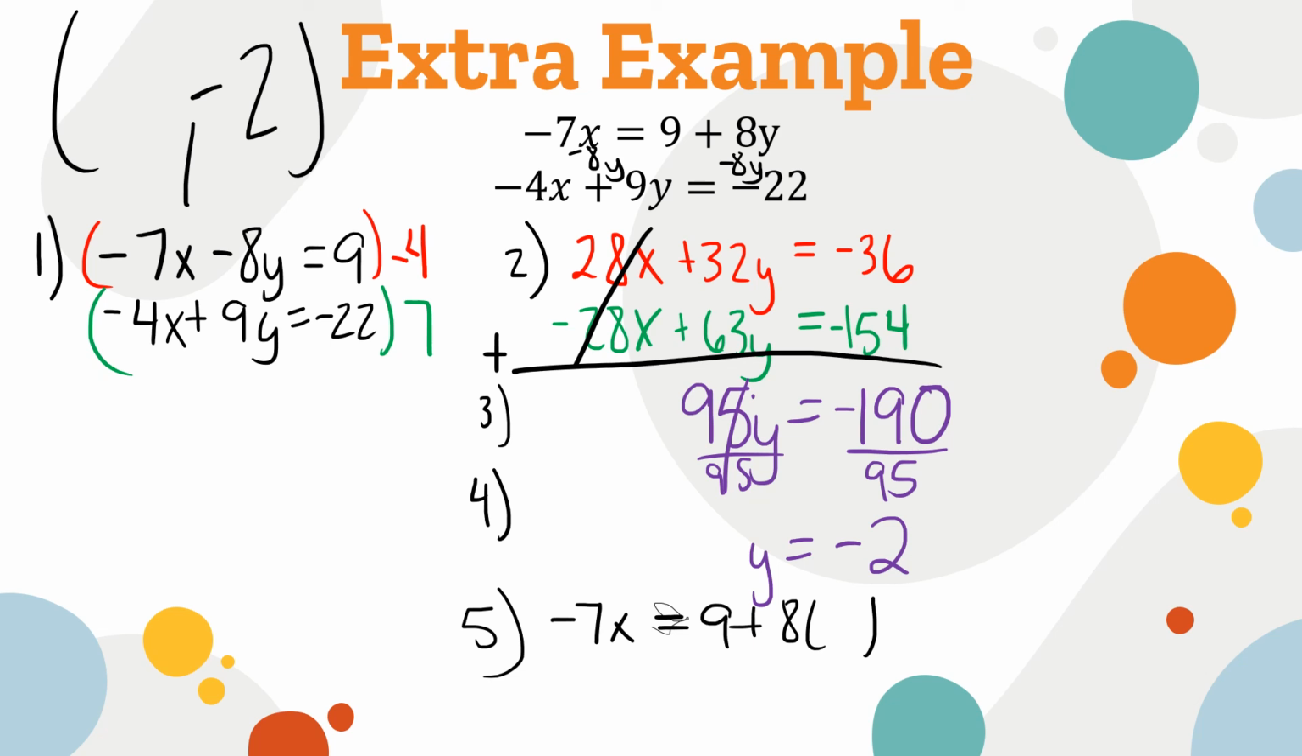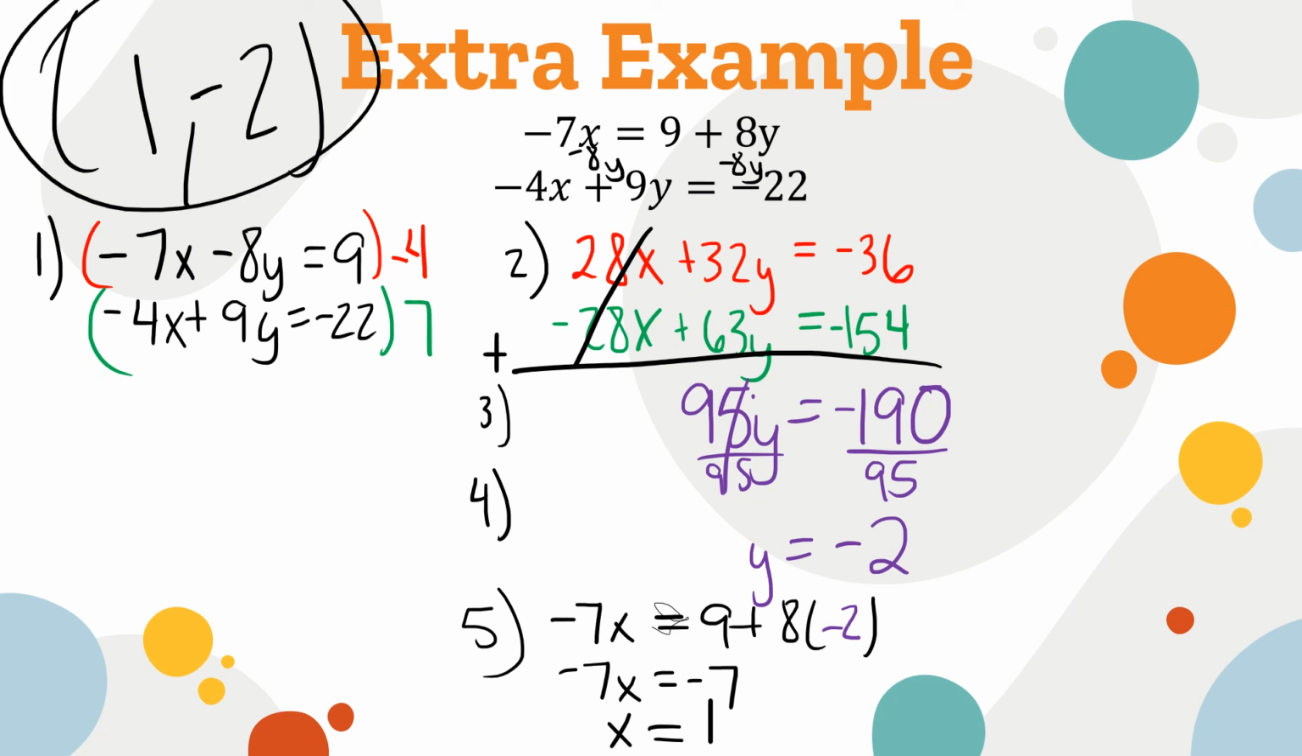Wherever there's a y, I put parentheses. Wherever there's parentheses, I place -2. Let's calculate. -7x, that would be 9 subtract 16, that'd be a -7. Oh hey, x equals 1. Perfect. As always, check your answer if you're not sure, but I wanted to show you an example that has every possible step.